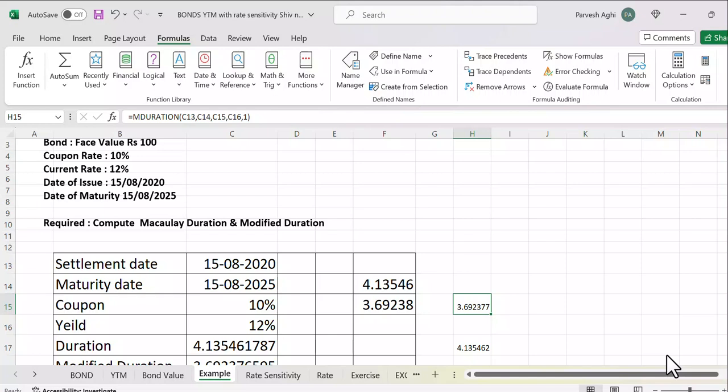So look at the Macaulay's duration and the modified duration to understand which bond is more risky and which is less risky. When I say risky, it means it is more sensitive to interest rate change. If the interest rate goes down, the value of the bond you hold will go up. If the interest rate goes up, the value of the bond will fall, so you will not be happy.